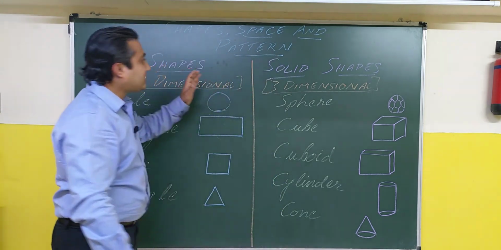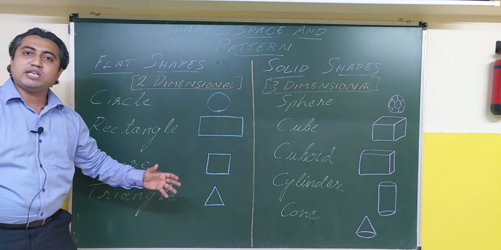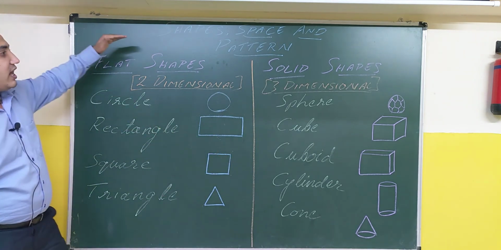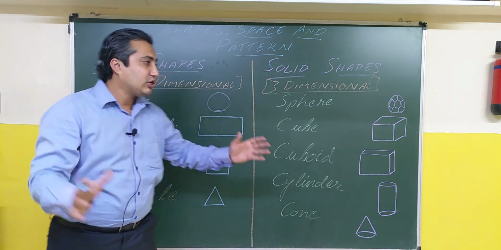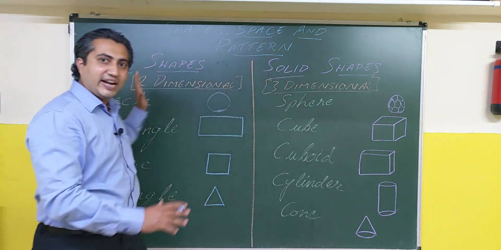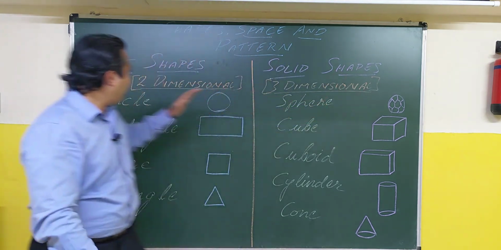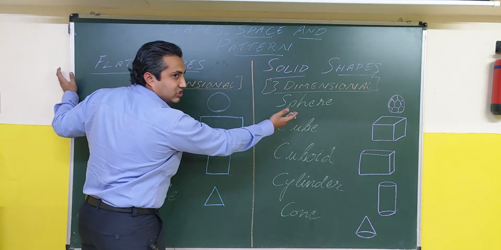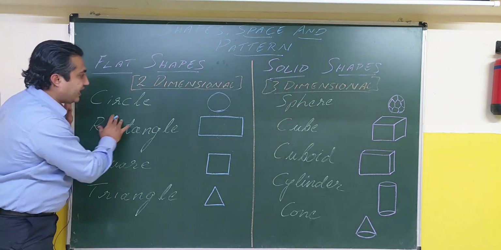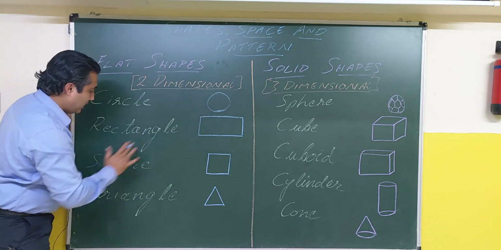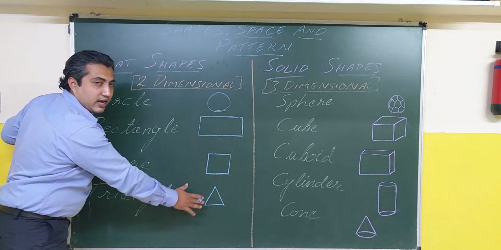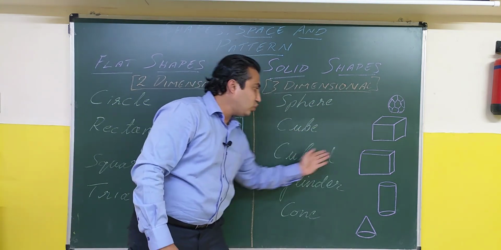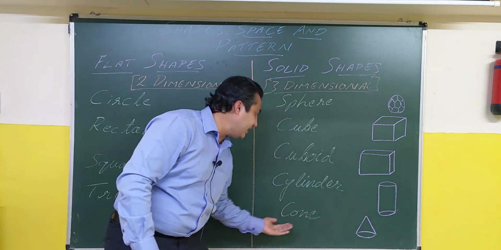Okay students, so these are the shapes, different shapes that we have to understand. So once again I will just give a small revision. There are shapes मतलब आकार. There are shapes divided into two parts, flat shapes and solid shapes. Flat shapes are called two-dimensional figures and solid shapes are called three-dimensional. Now flat shapes में कौन सा है? Circle, rectangle, square and triangle. और solid shapes में कौन सा है? Sphere, cube, cuboid, cylinder and cone.